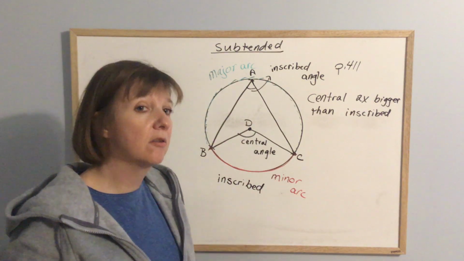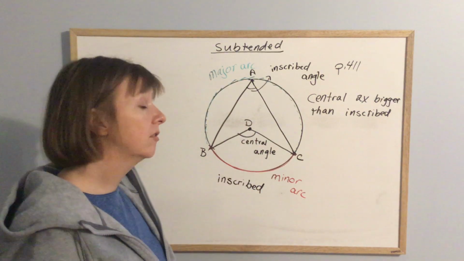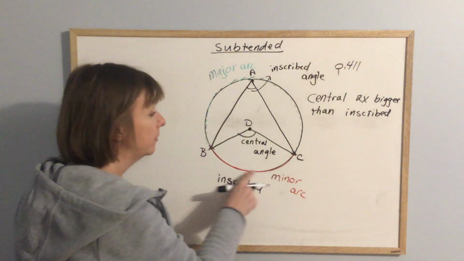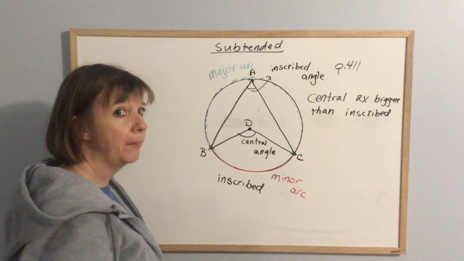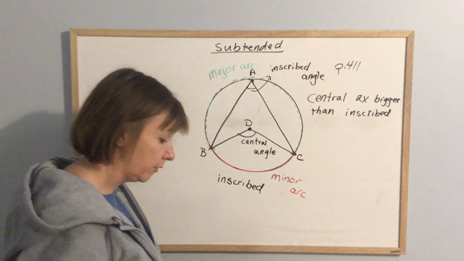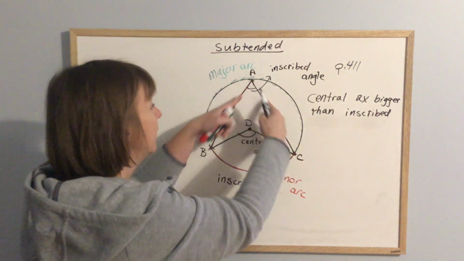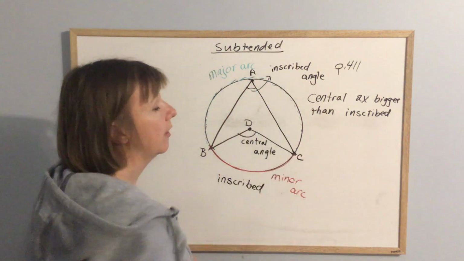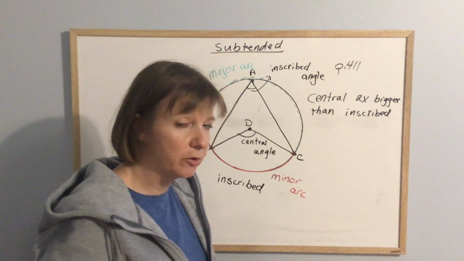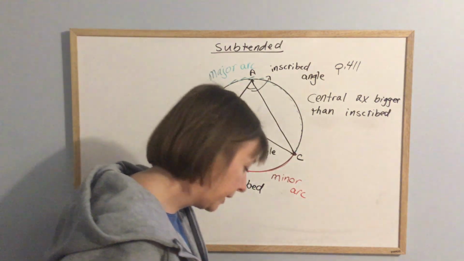The central angle is always 2 times bigger than the inscribed angle that are subtended, that are joined by the same arc. All right, the inscribed angle and the central angle have to come out to exactly the same 2 points for that to be true.